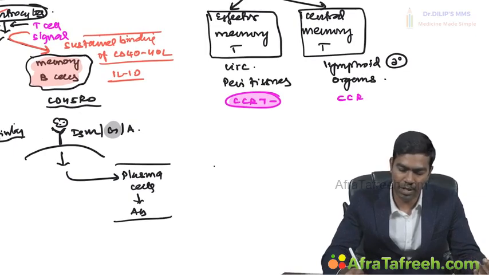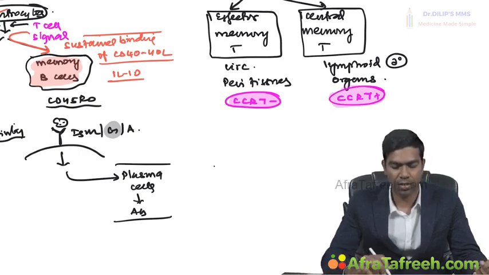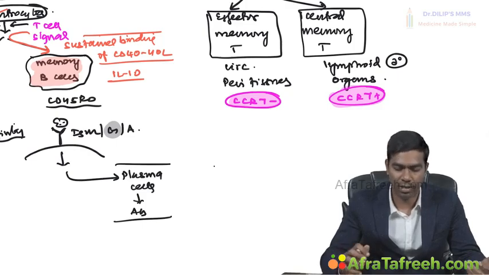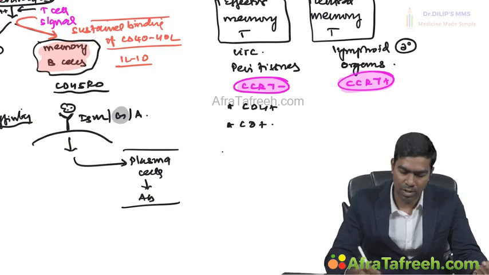But the central memory T cells will be CCR7 positive. All the things, the basics we have seen already. So effector memory T cells will be CCR7 negative, whereas central memory T cells is going to be CCR7 positive. The effector memory T cells can be either CD4 positive or CD8 positive T cells.